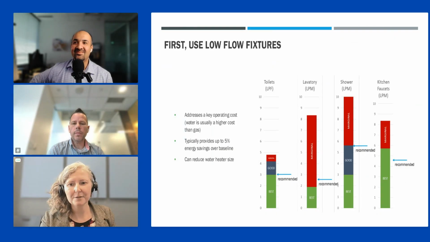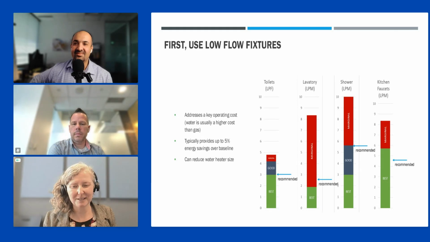No matter what, use your low flow fixtures. This is another real surprise from energy modeling. This is usually a 4% savings out of the total 40 you're looking for. That's pretty great for something that doesn't cost anything more.